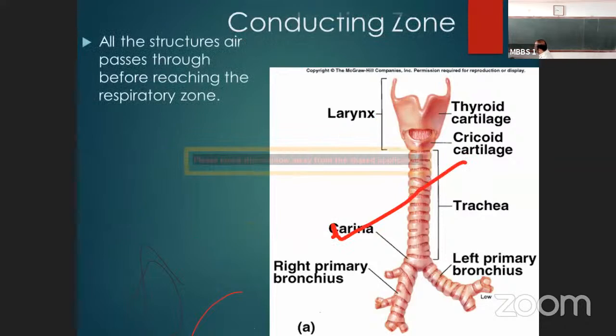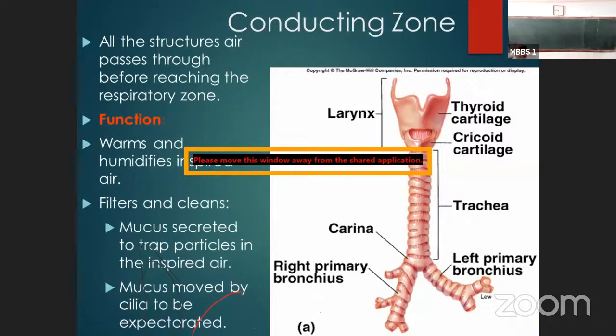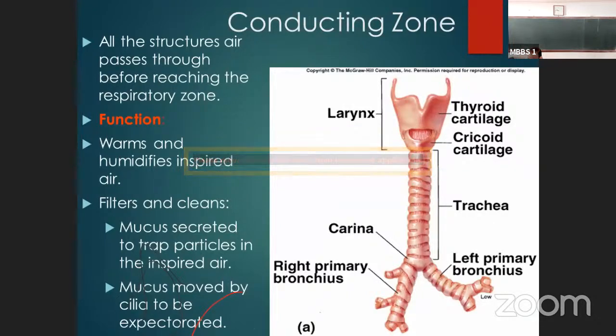Here this is the trachea. The trachea is divided into two bronchi, the left primary bronchus and the right primary bronchus. If you again come to this primary bronchi, the function is the same. Mucosal cells are there, ciliated epithelial cells are there. All the structures here pass before reaching the respiratory zone, that is, up to the respiratory bronchi.